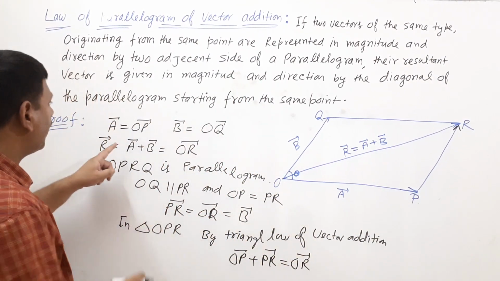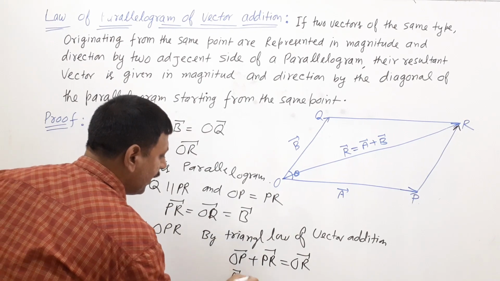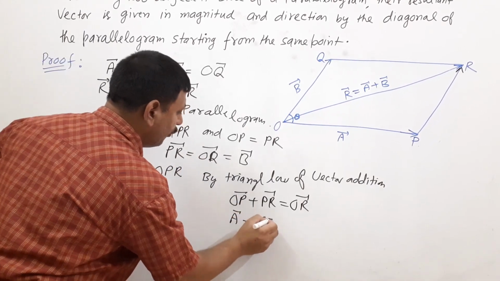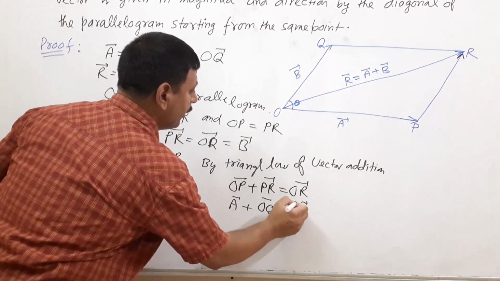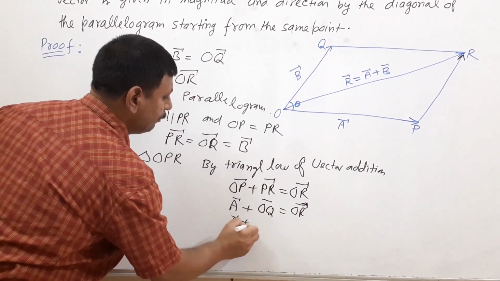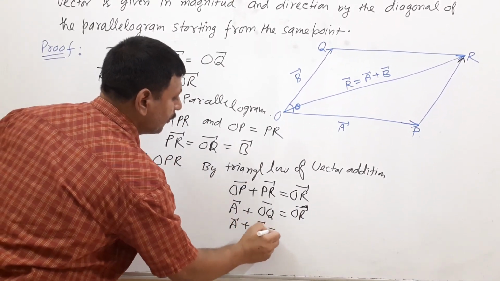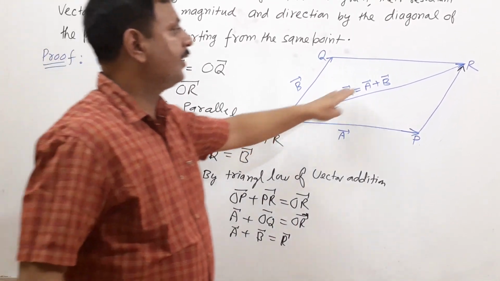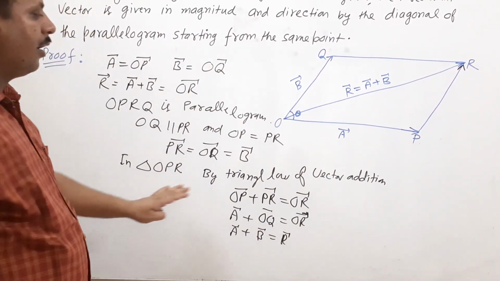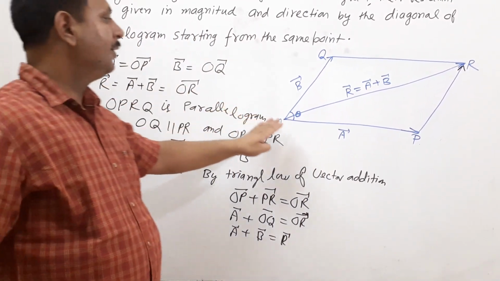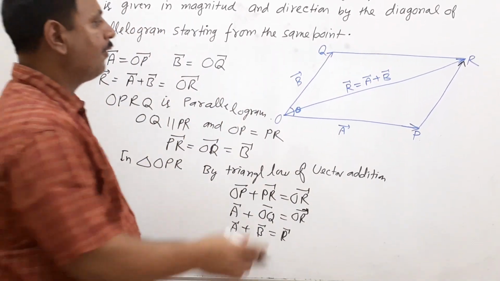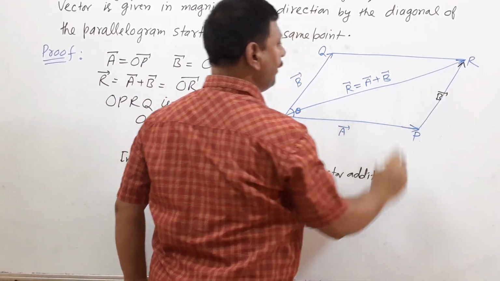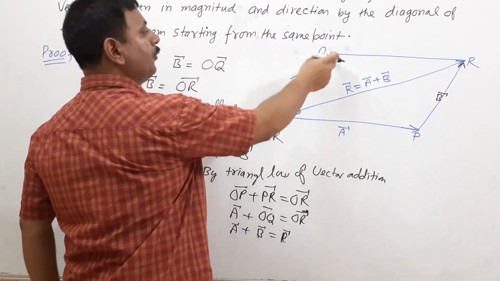OP is vector A, and PR, as I have shown here, we can write as OQ, is equal to OR. So A plus B, where OQ is equal to B, is equal to R. So here we can see the resultant vector is represented by OR. By this method, the triangle method of vector addition, we can prove this parallelogram law of vector addition. See here, they are parallel, so this is also vector B. PR is equal to vector OQ.